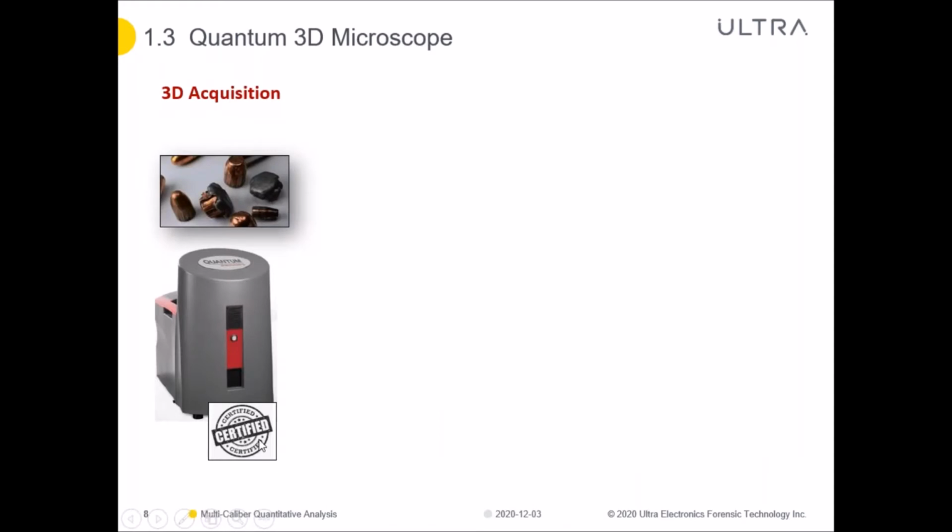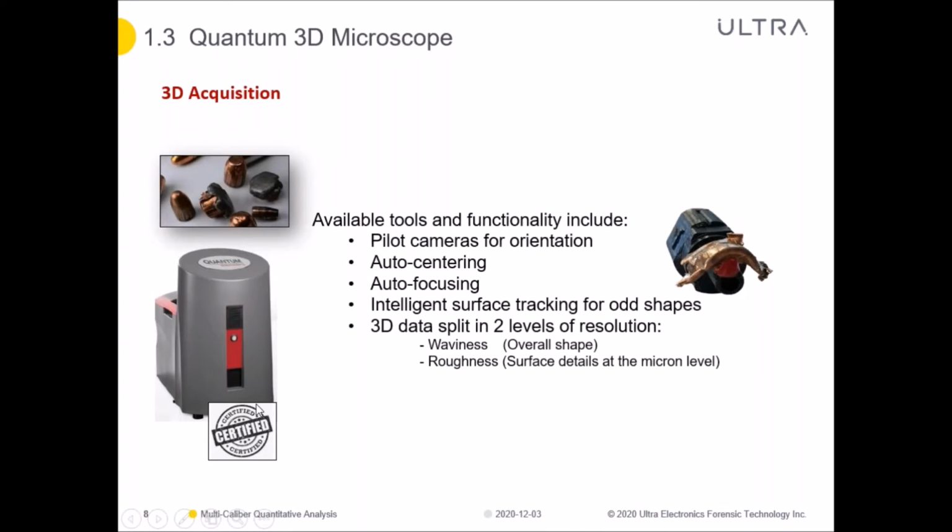This is our certified quantum acquisition unit, where we provide pilot cameras for orientation, auto-centering, and auto-focusing. We have an intelligent surface tracking system that can acquire those kinds of funky shapes. And the 3D data is always split in two levels of resolution. The first level is the waviness, which is the overall shape, and the roughness is the detail of the surface of the bullet at the micron level.